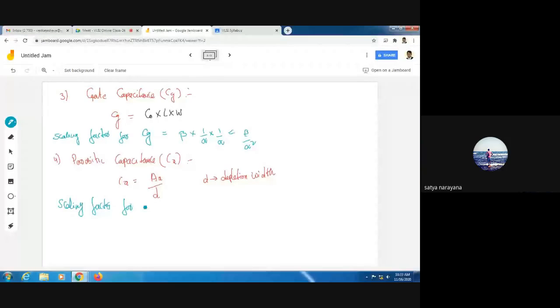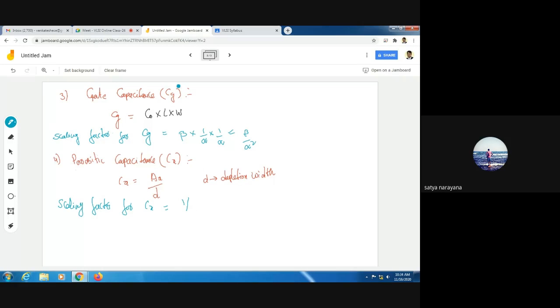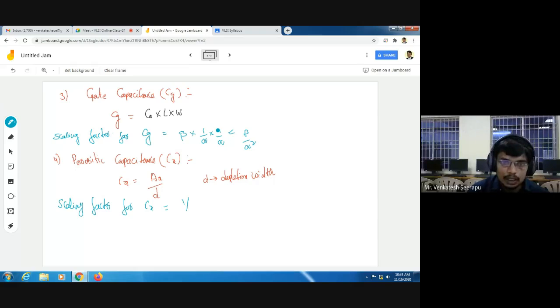Sir, beta by alpha. Actually, the Ax is having a scaling factor. Sir, the scaling factor for area is 1 by alpha square. You check. The area is having a scaling factor 1 by alpha square.